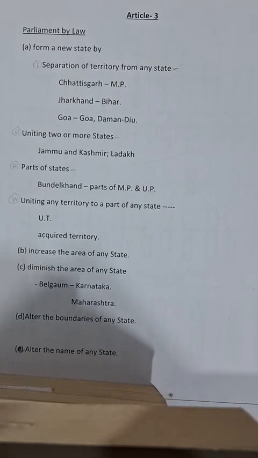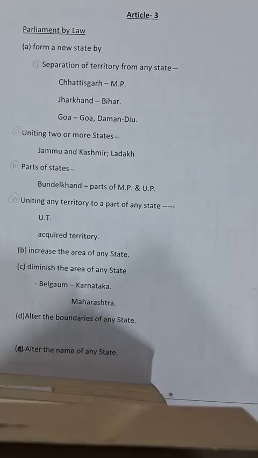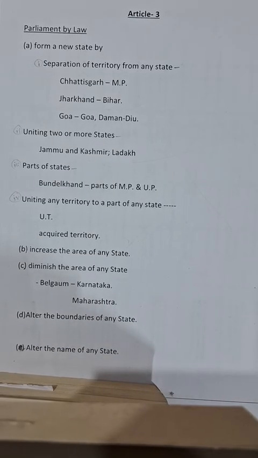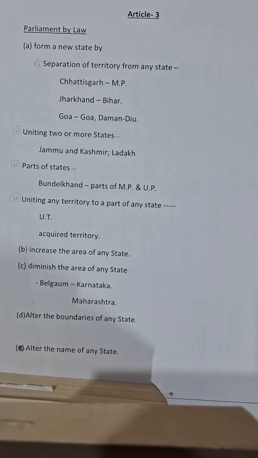Hello friends, in the previous video we have understood the background of Article 3. Now we are doing the article line by line. This article is about creation of new states or union territory, changing the area or boundaries of state or union territory, changing the name of state or union territory. Now this is a very important article, you should go through it thoroughly.